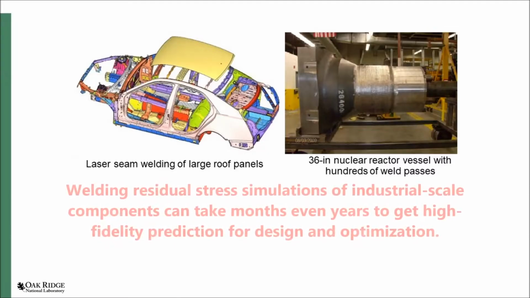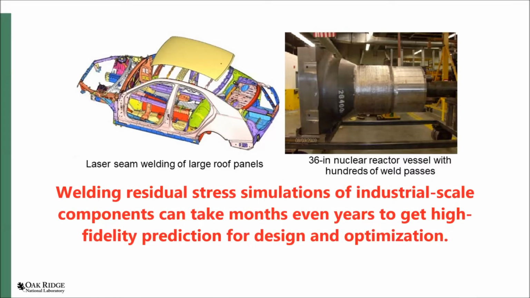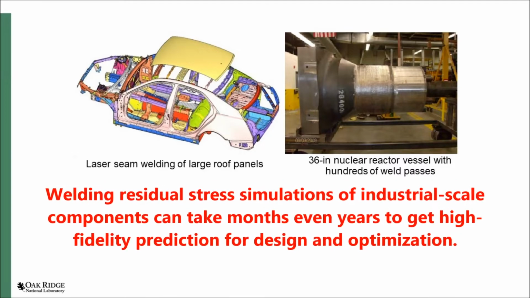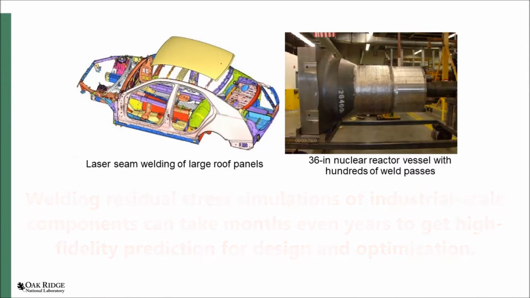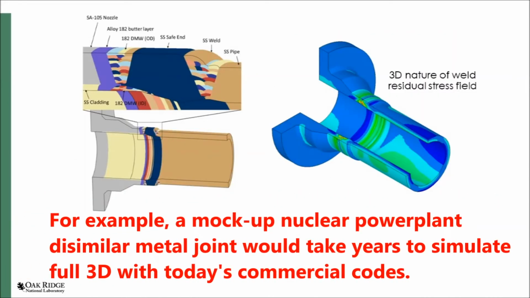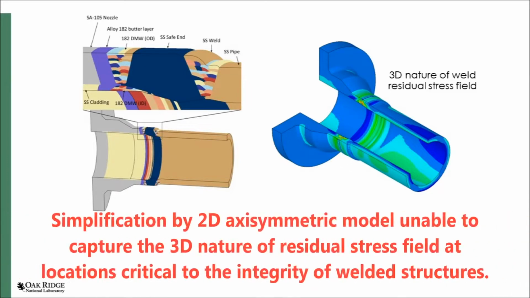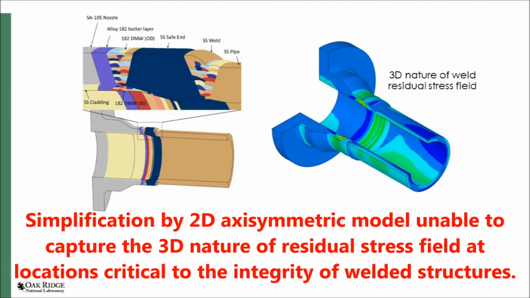Welding residual stress simulations of industrial-scale components can take months, even years, to get high-fidelity prediction for design and optimization. For example, a mock-up nuclear power plant dissimilar metal joint would take years to simulate full 3D with today's commercial codes. People have tried 2D axisymmetric models, but simplification by 2D axisymmetric model is unable to capture the 3D nature of residual stress field at locations critical to the integrity of welded structures.